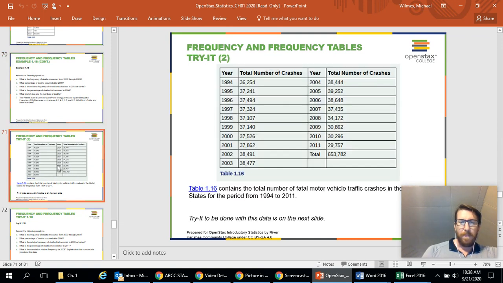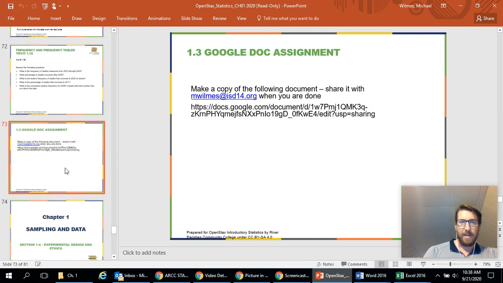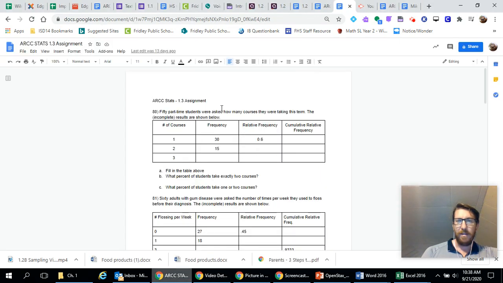All right, so we have more examples. And I am going to take you to your assignment now. So for this assignment, we are going to be using the textbook. And so this is the 1.3 assignment, and I'll put the page number on here as well, but I added in our tables. So you need to make a copy of this and then fill in the table.